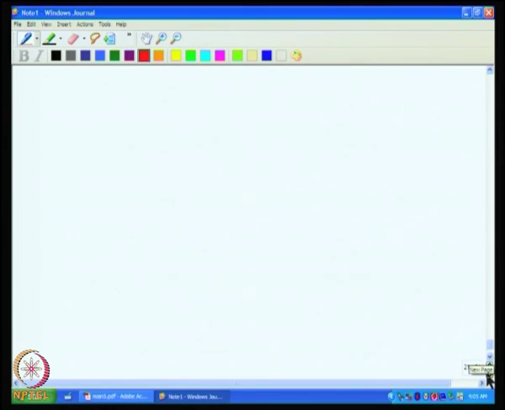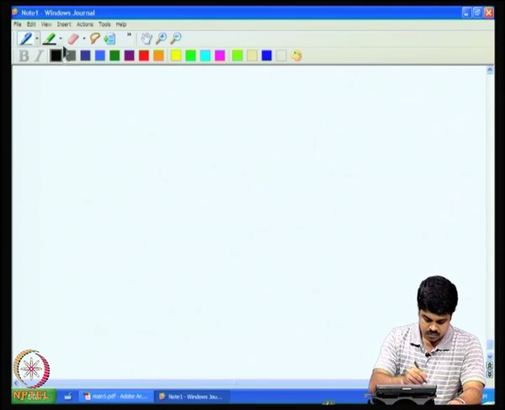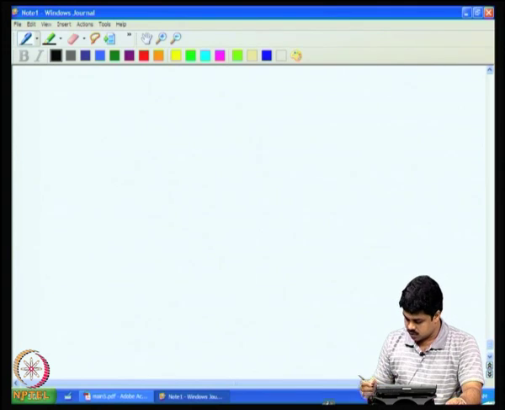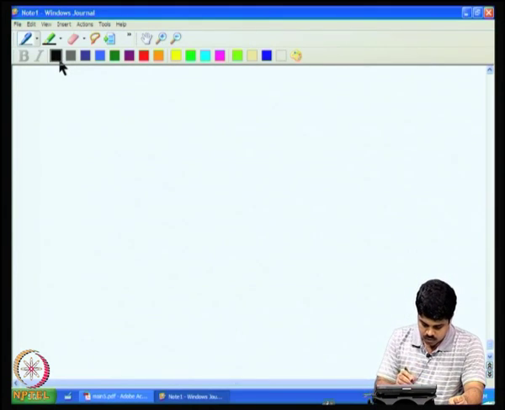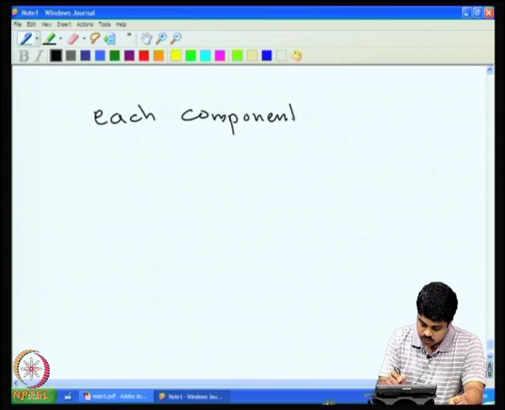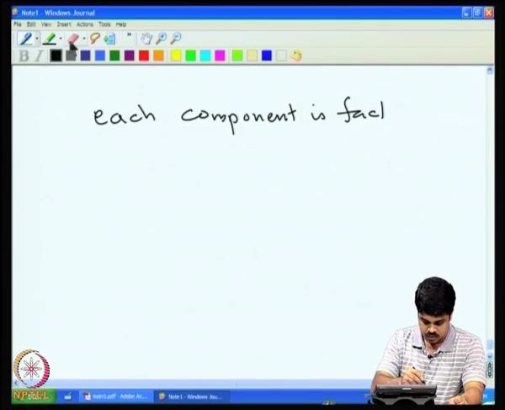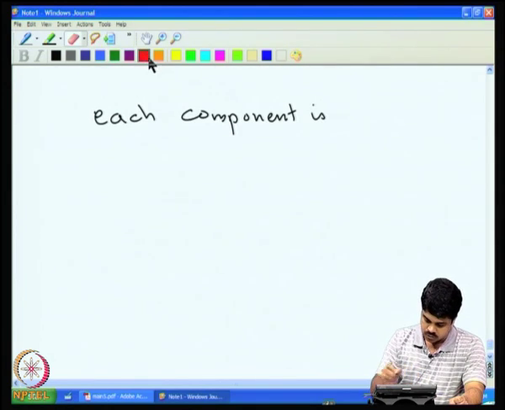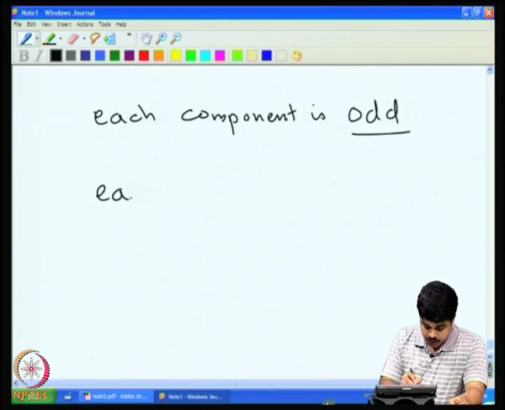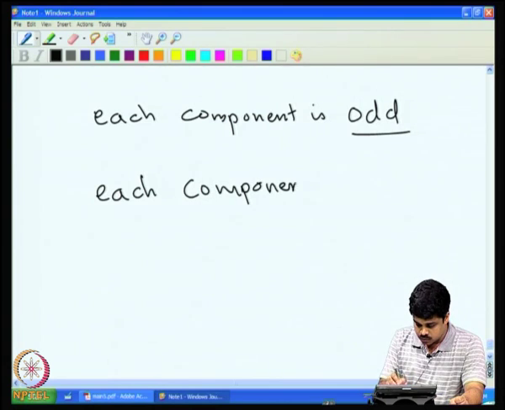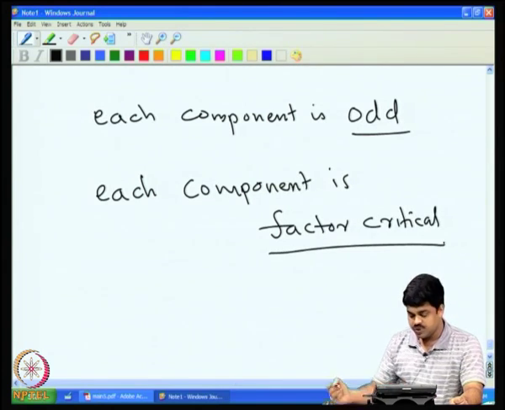Now, the next thing is to consider this fact. We have already shown that each component is odd. Now we will show that each component is factor critical. How do we show that it is factor critical?